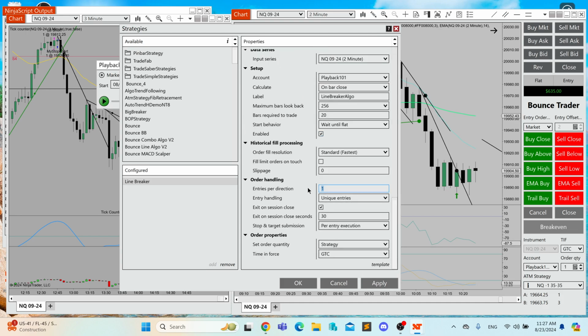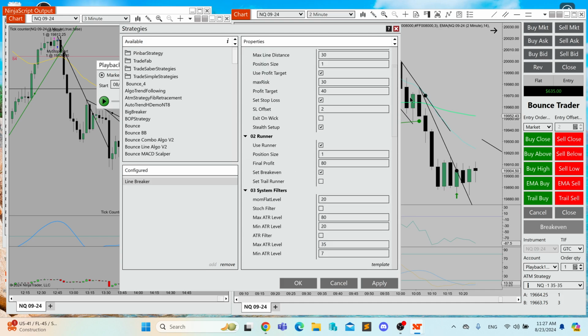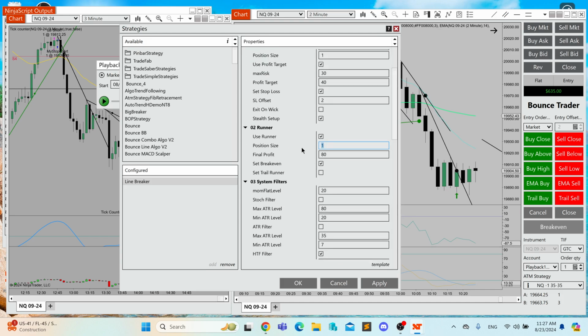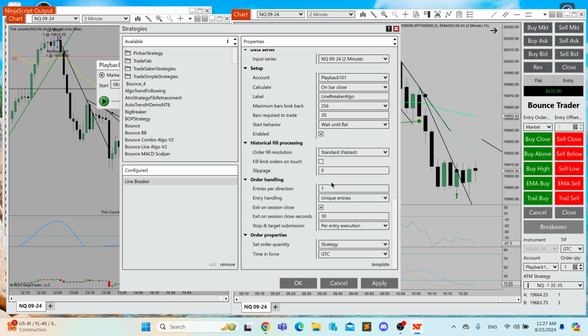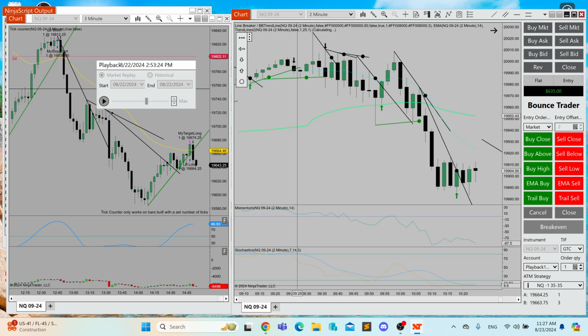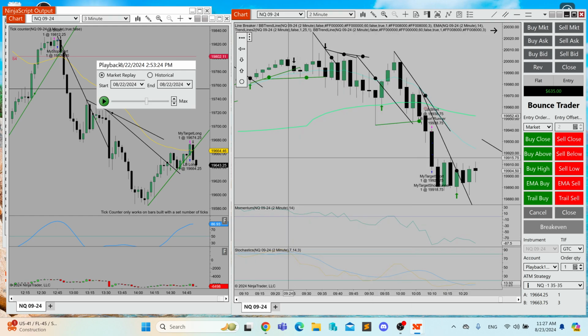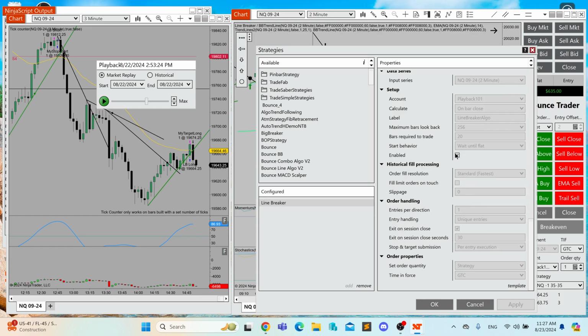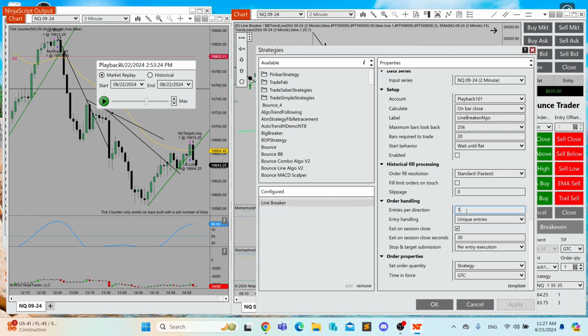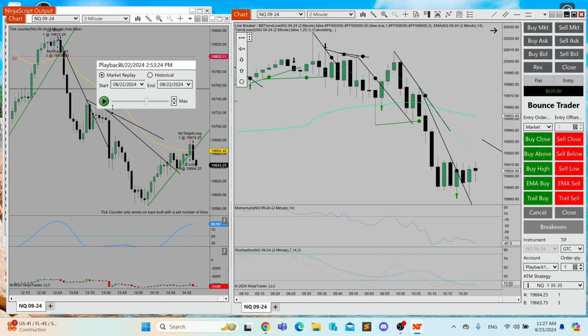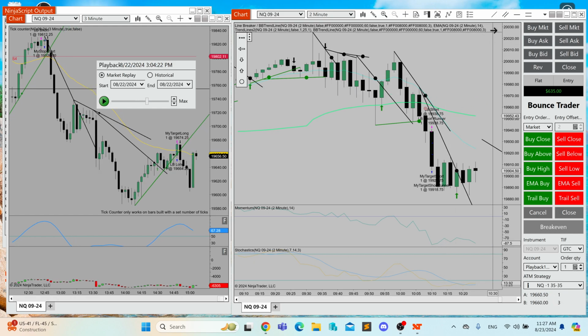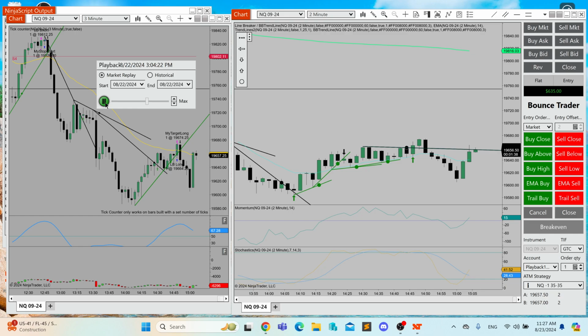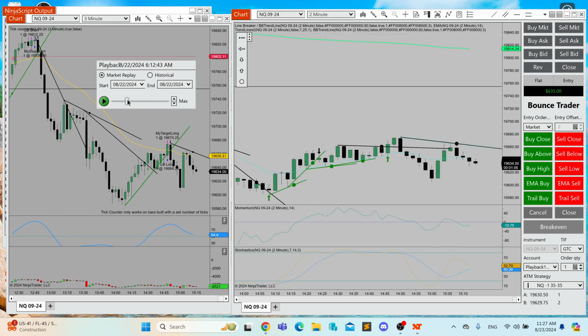And I also have to change this. No, actually, this is right. If you're using a runner, then you need to specify entries per direction to 2. So let's start over.